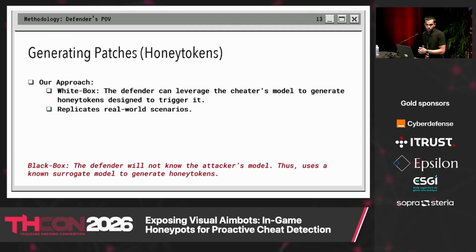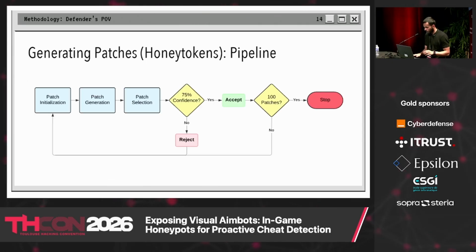Of course, it's possible that the cheater is using some model that the defender or the game developer has no idea about. In this case, they will have to rely on a known surrogate model to develop the patches and hope that the transferability between those models occurs. We can talk about this offline. We have done those tests, but the black box approach is not part of this presentation.